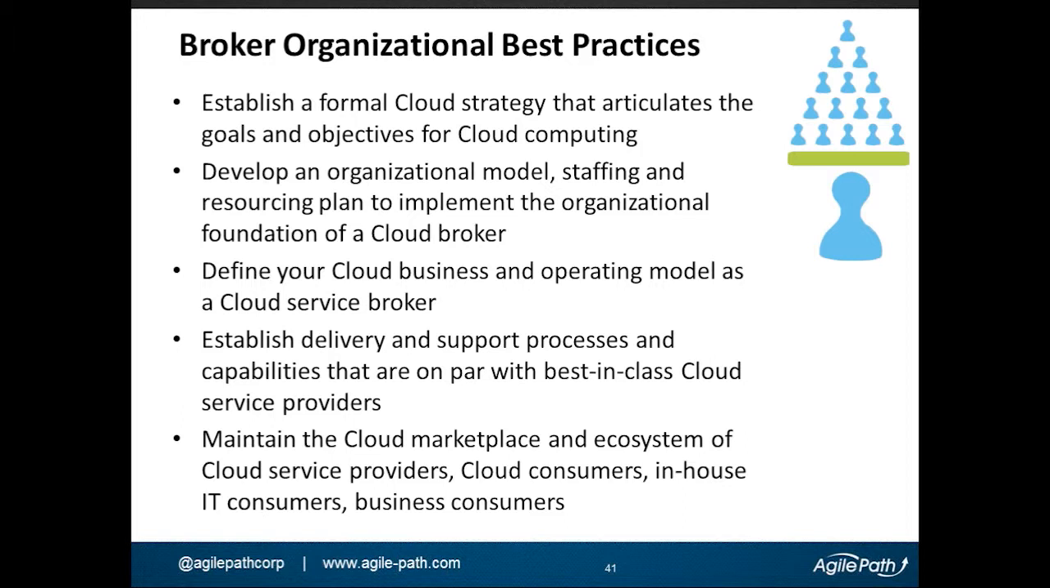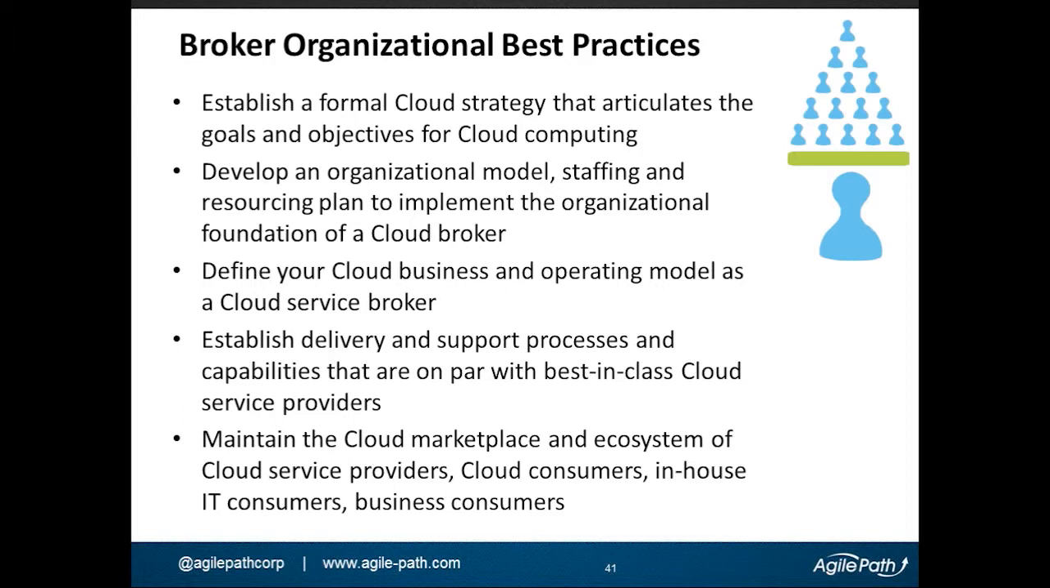If you haven't got a cloud strategy, download our template for a cloud strategy. Make it easy on yourself. We have a business discovery and a cloud template on our web site. Download them. Use those to help quickly get at least some kind of a tactical strategy. But figure out what you really are trying to do. Then, once you've got that done from a broker strategy perspective, get the organizational model, staffing, and the resourcing plan for the organizational foundation of a cloud broker. We've emphasized multiple times today that a broker is as much an organizational and operating model challenge as it is a technology challenge. So really pay attention to the organizational side and how the broker organizational processes are going to work.